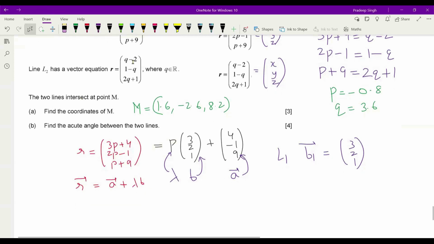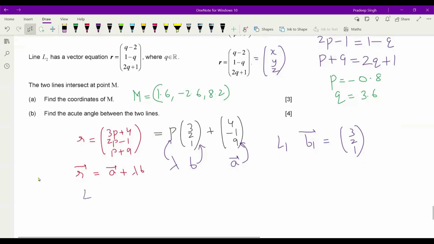So L2's x component is q minus 2, 1 minus q is the y component, and 2q plus 1 is the z component. So let's split this. Let's take q as common. We'll get a 1, -1, and 2.